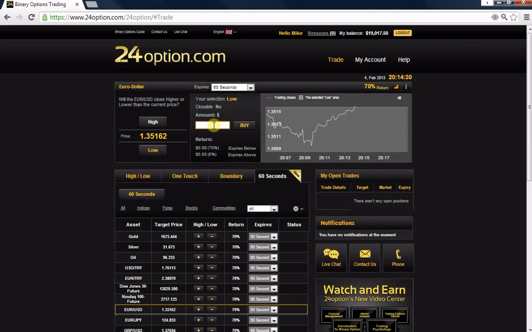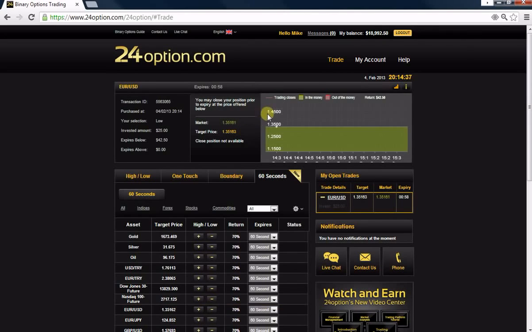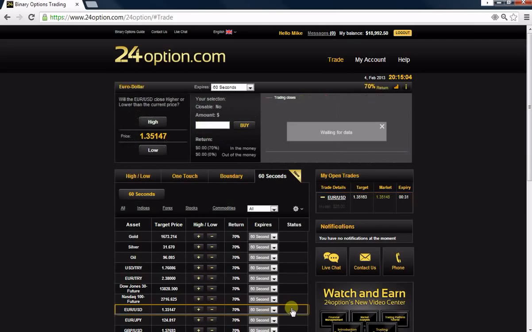So what we're going to do is first invest $25 and go to buy. Okay, we purchased a put, and we're going to watch to see what happens. What's different about the 24options platform from other platforms is that you have to click in order to prepare your next trade. This is the current trade, and it looks like we're winning it, but we want to get the next trade ready, Euro US dollar.